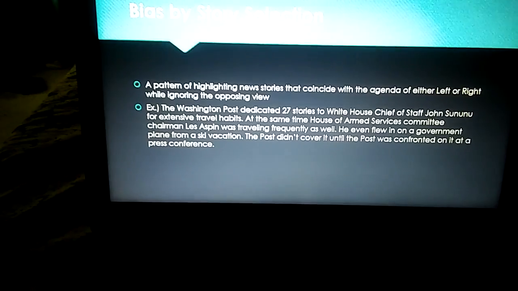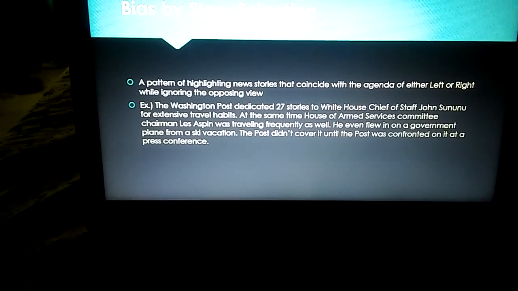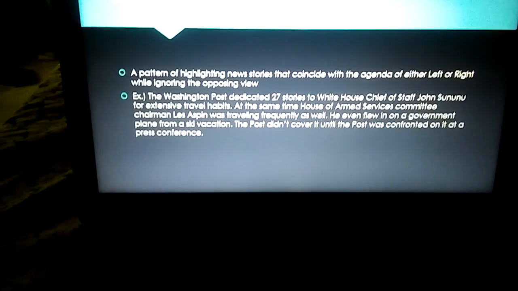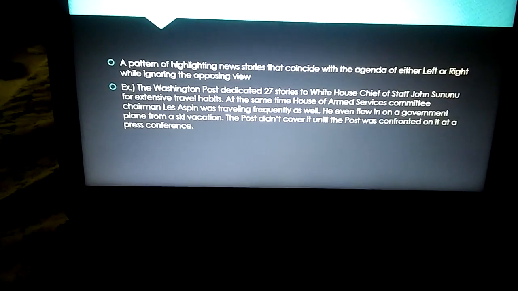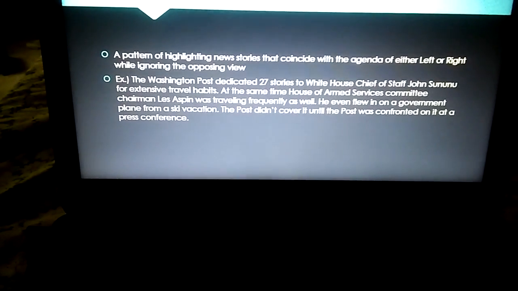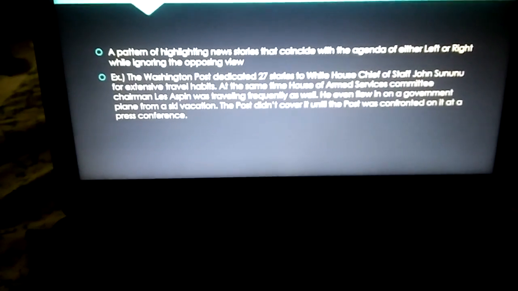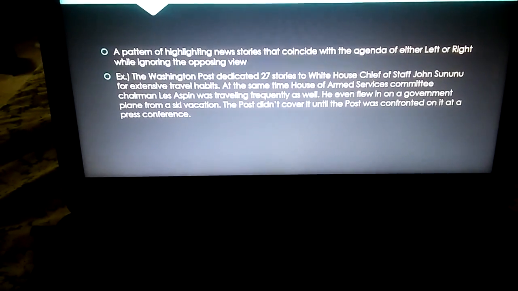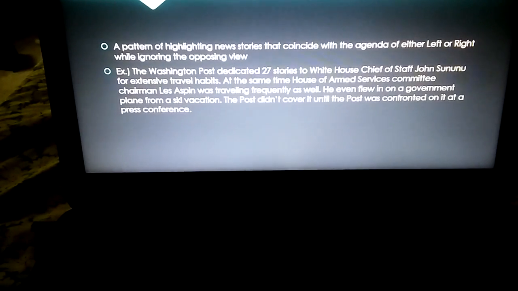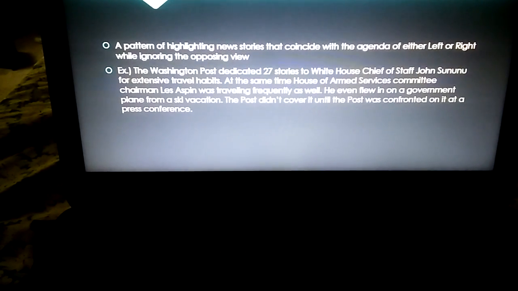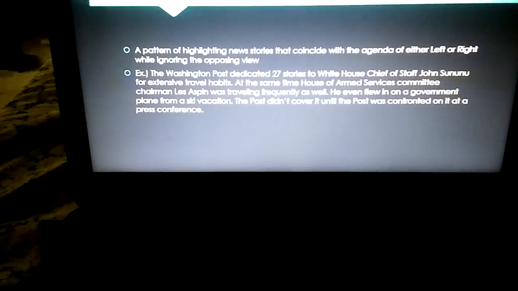Bias by story selection. A pattern of highlighting news stories that coincide with the agenda of either the left or the right, while ignoring the opposing view. An example: the Washington Post dedicated 27 stories to White House Chief of Staff John Sununu for extensive travel habits. At the same time, House Armed Services Committee Chairman Les Aspin was traveling frequently as well. He flew in a government plane from a ski vacation. The Post didn't cover the story until it was confronted at a press conference.